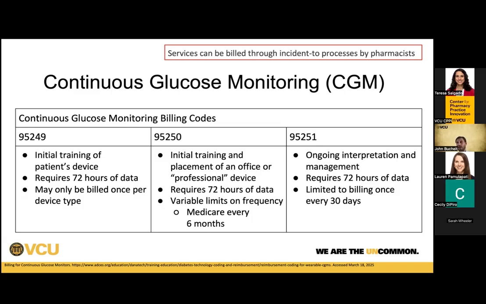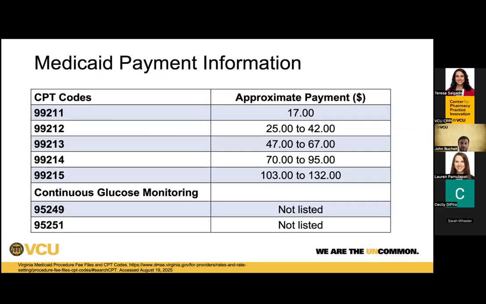95251 is really your ongoing chronic management. You're allowed to interpret and manage 95251 with continuous glucose monitors. You can only do this once every 30 days, and you do need at least 72 hours of data. But this is a really nice thing. If you're managing patients with diabetes, this is a modifier for those patients, and you're allowed to add this on top of your evaluation and management code.